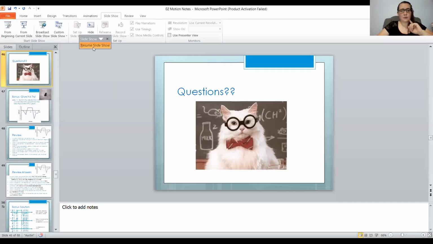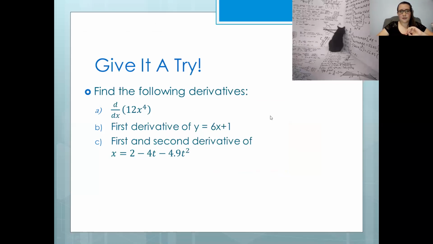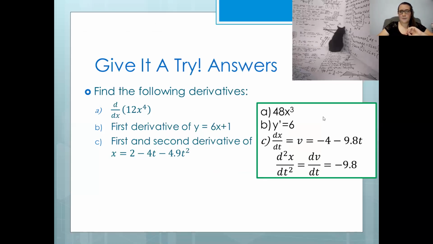All right, so let's think through these answers together then. Okay, so our first part A, the derivative of this function, 12x to the fourth, with respect to x, that's our only variable. Again, we'll apply the power rule just like we had been talking about.